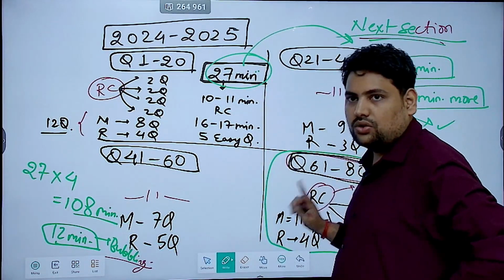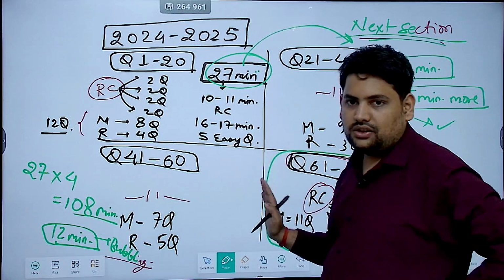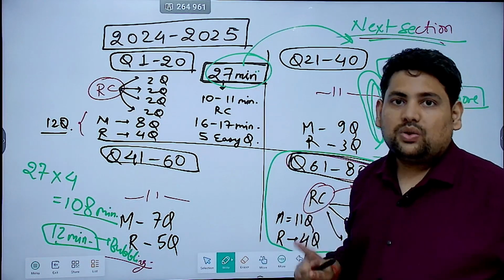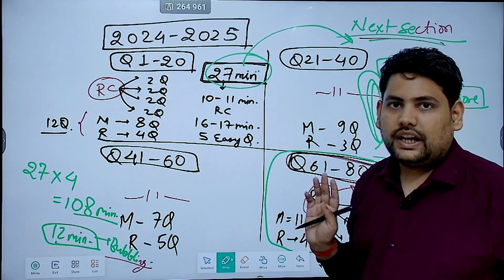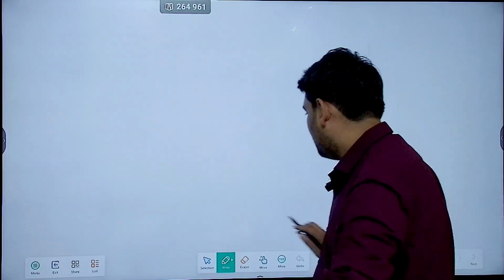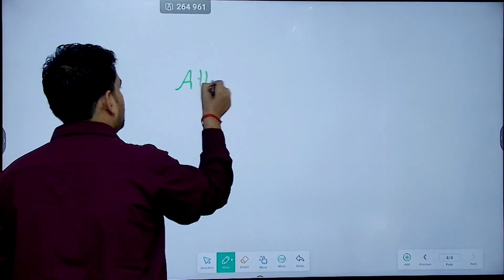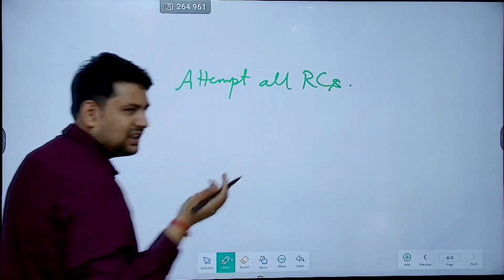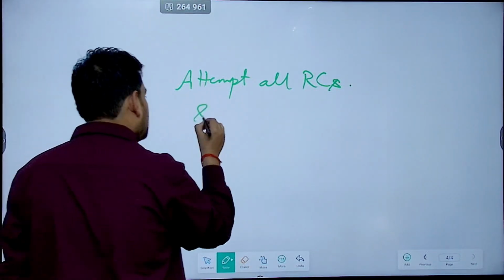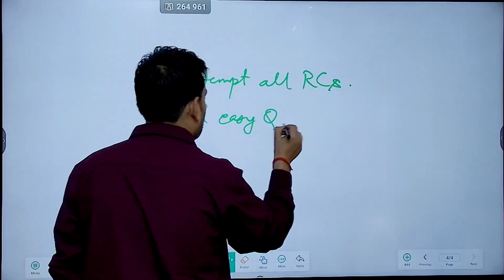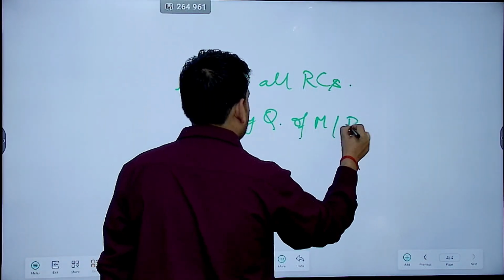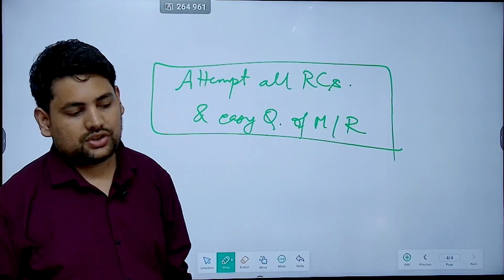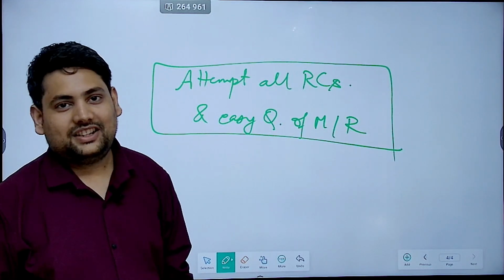20 questions you go by this, and by the end of it you will see you have attempted enough questions and you have completed the paper. You have seen every question. Okay, the strategy's mool mantra was to attempt all RCs, almost all RCs, whatever you can attempt, and easy questions of math and reasoning. This is the mool mantra that you follow. You shall sail through CSAT. Understood?